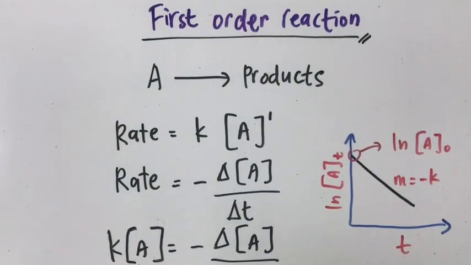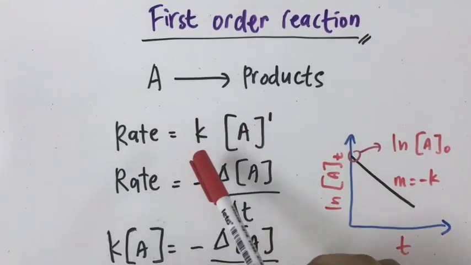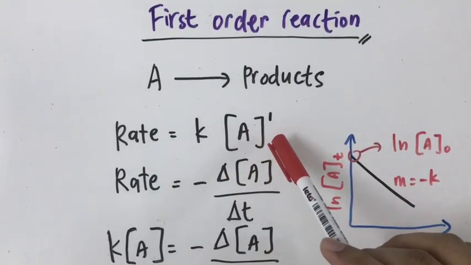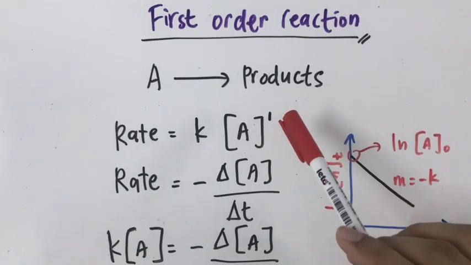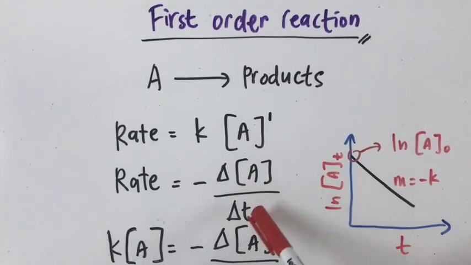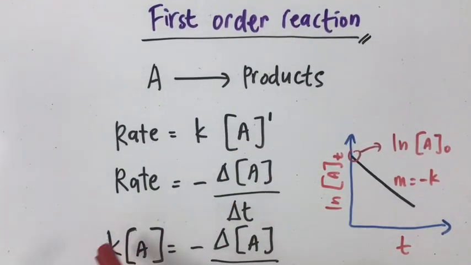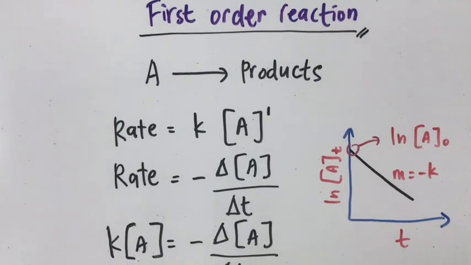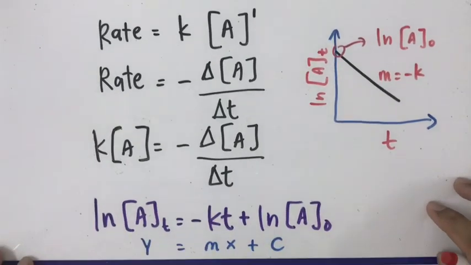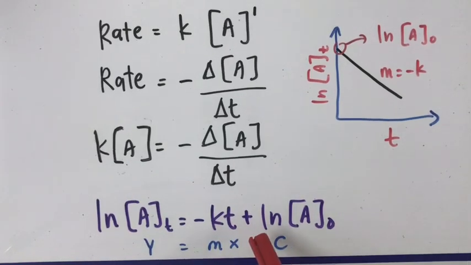This is the graph for a zeroth order reaction. For a first order reaction, when A becomes the product, the initial rate is equal to k times the concentration of A to the power of 1, because of the first order. The rate can also be negative the change of concentration of A over the change of time. When we substitute, then rearrange and integrate, we get the final formula for a first order reaction: ln[A]t equals negative kt plus ln[A]0.